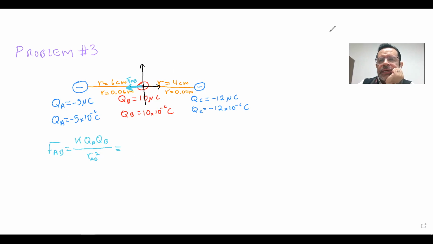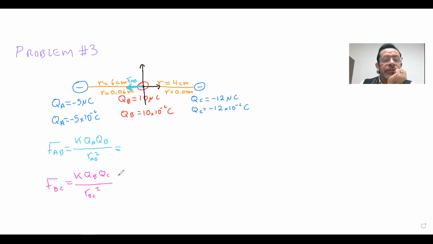And then there's going to be another force. I'm going to draw this one in pink. That's going to be the force between B and C. That's going to be K multiplied by QB multiplied by QC divided by the distance between B and C squared.